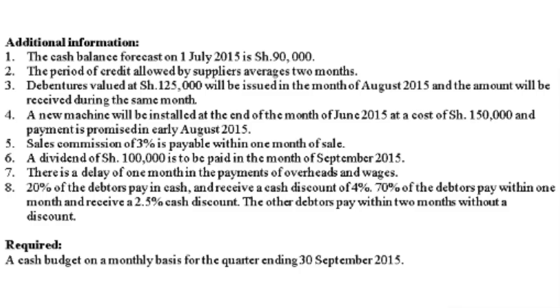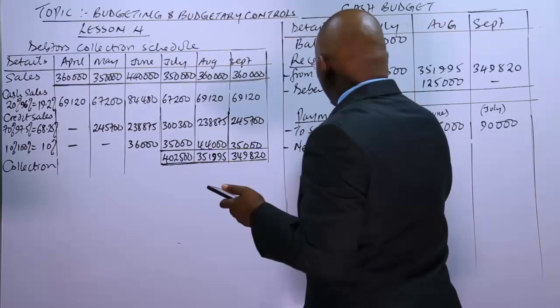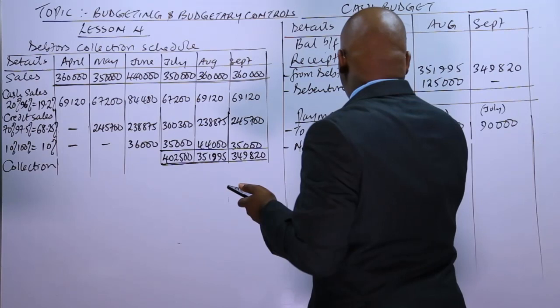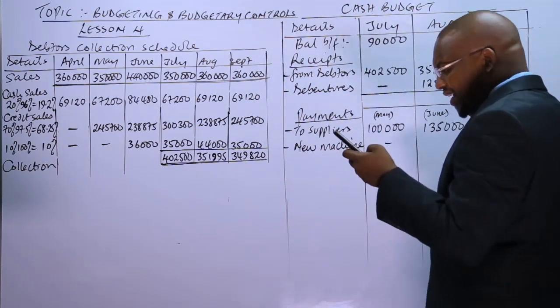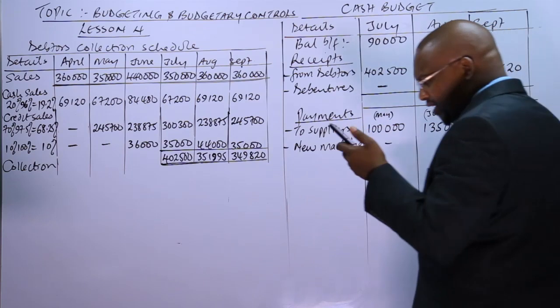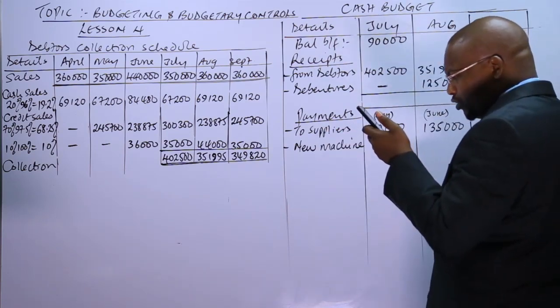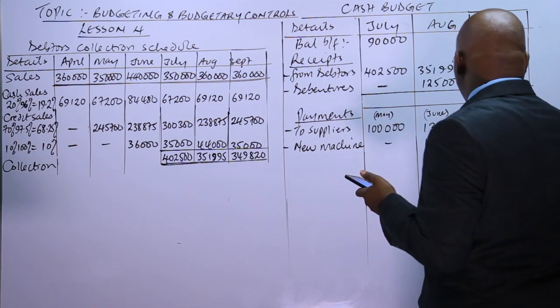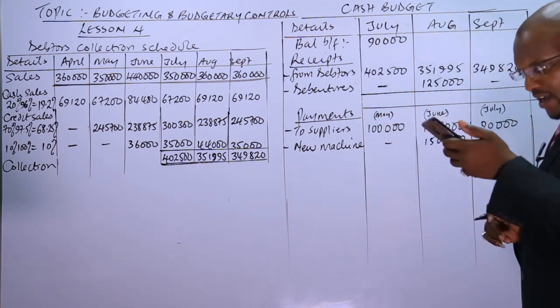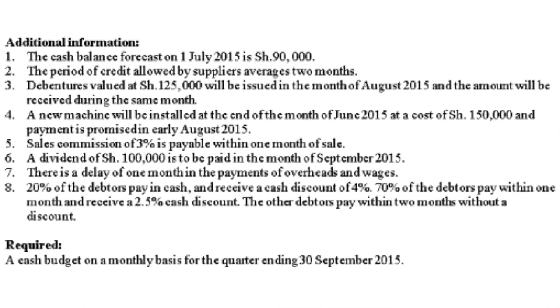Then we go to information number 3. We are through. Number 4 is about a new machine that will be installed at the end of the month of June at a cost of 150, and the payment promised in early August. So you can have here, this is a new machine. New machine will be paid early in August, and early in August means now we need to put this cost of 150 in the month of August, 150,000, dash for September. That's number 4. Number 5 is sales commission, 3% payable within 1 month of sale.